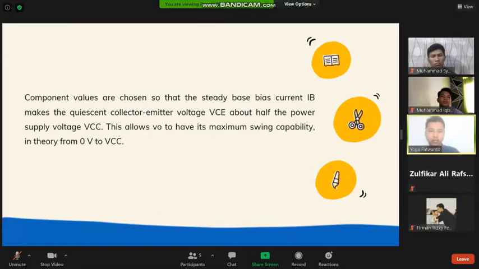Okay. Component values are chosen so that the steady base bias current IB makes the quiescent collector emitter voltage VCE about half the power supply voltage VCC. This allows Vo to have its maximum swing capability, in theory from 0 volts to VCC.